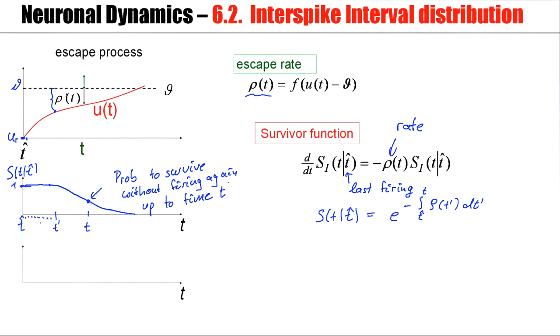Now, I said we are interested in the interspike interval distribution. So far we just have the survivor probability. So how do we get from this survivor probability to the interval distribution?